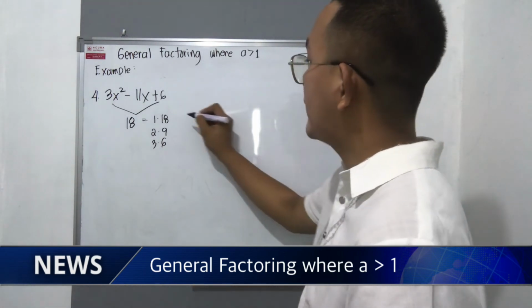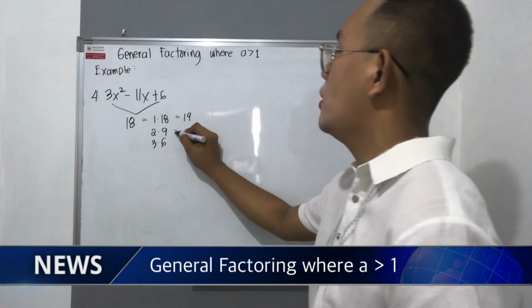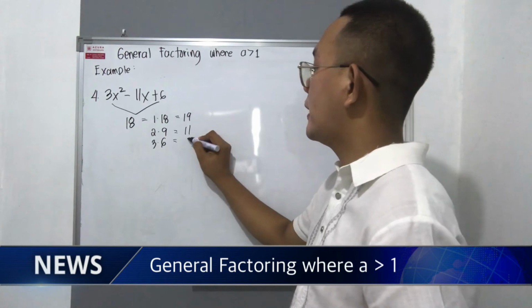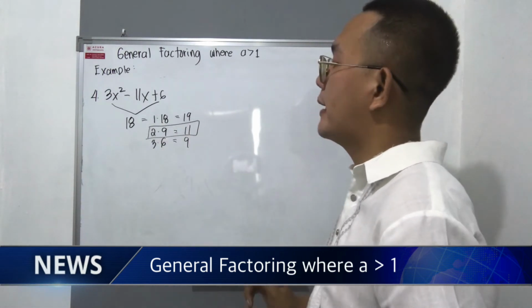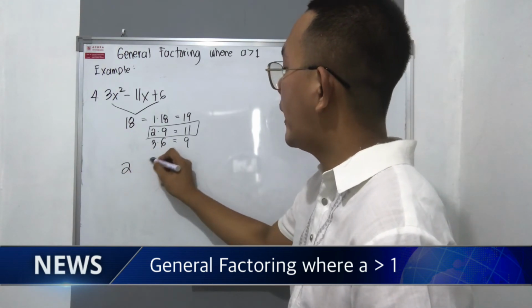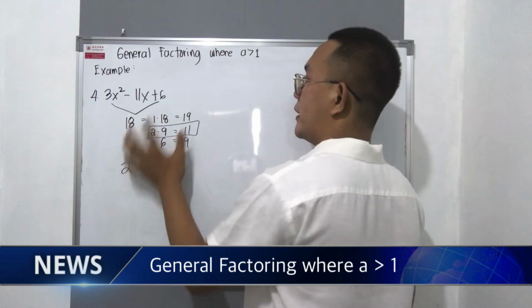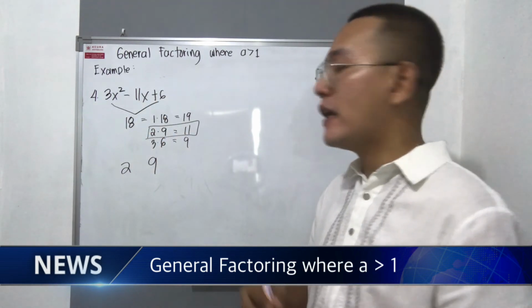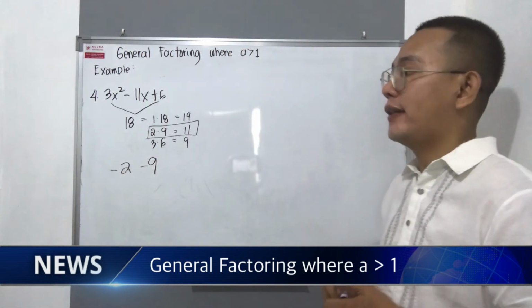Okay, so pag pinag-plus natin, dapat lalabas ay 11. 1 plus 18 is 19. 2 plus 9 equals to 11. And then 3 plus 6 equals to 9. So, ang hinanap natin na 11, etong factor ang gagamitin natin. We have 2 and 9. Okay, middle term natin is negative. So, therefore, since plus yung ginamit natin, parehas negative yung magiging factor natin. So, minus 2, minus 9, or negative 2, negative 9.